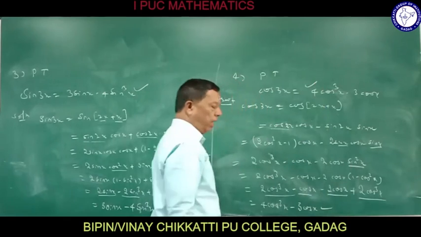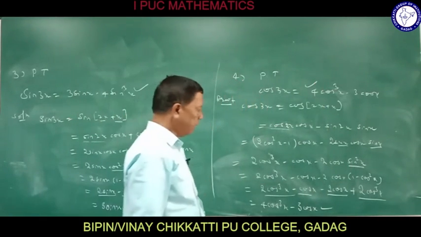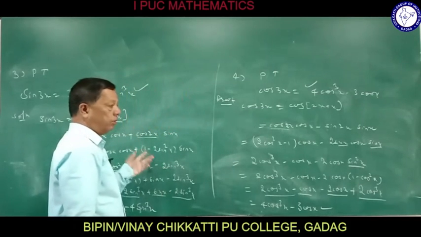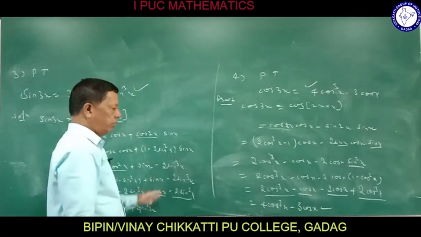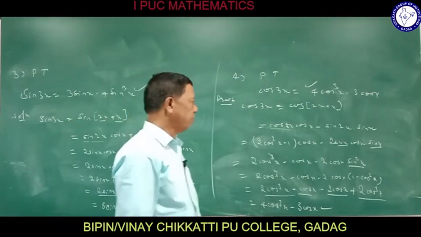So this is the way how we prove the results, and like that I can continue in the next class with tan 3x, which is the case where we also use the sum and difference of two angles.